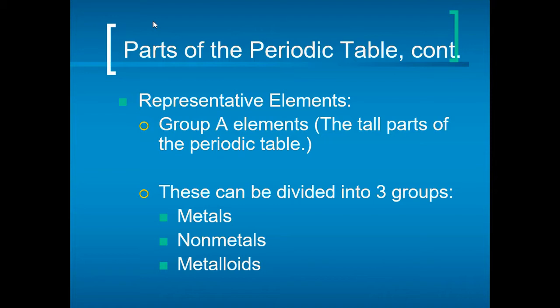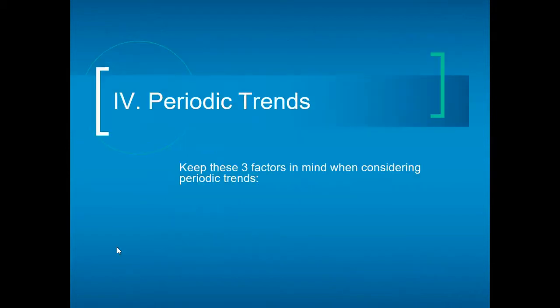And then you have your metalloids, and those are the elements that are right along that stair step on the periodic table that's marked with a dark black line. Those are called your metalloids, and those are that transition between your metals and your non-metals. This is where your semiconductors live.